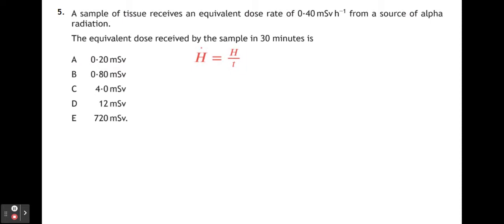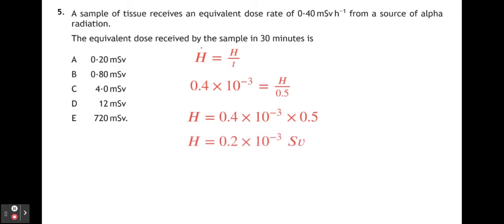H dot equals H divided by t. H dot being our equivalent dose rate, H is our equivalent dose, and t is our time in hours in this case. So 0.4 millisieverts, 0.4 times 10 to the power minus 3, equals the equivalent dose divided by 30 minutes converted to hours, which is 0.5 hours. So the equivalent dose is 0.4 times 10 to the power minus 3 times 0.5, which is 0.2 times 10 to the power minus 3 sieverts, or 0.2 millisieverts. Answer A.